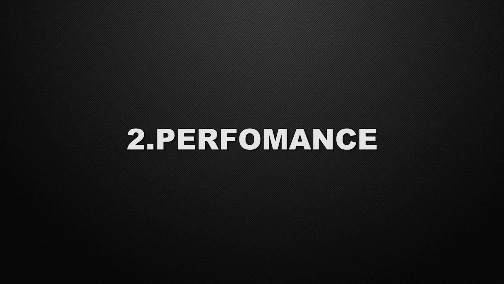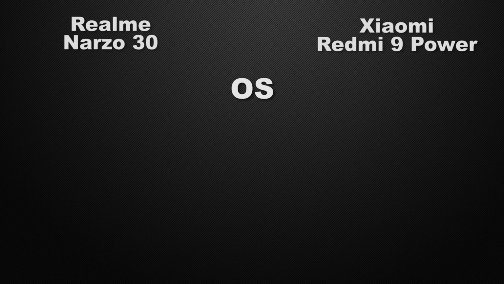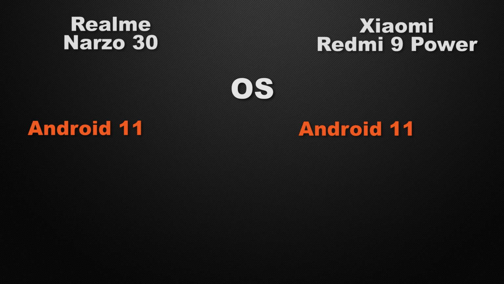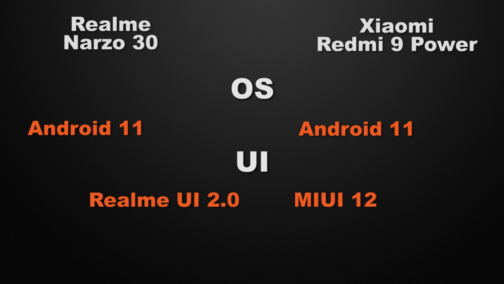Moving to the performance of the devices, let's start with the operating system of the devices. Narzo 30 has Android 11 support. On the other side, 9 Power also has Android 11 support. So it's a tie. And about the user interface of the devices, Narzo 30 has Realme UI, whereas 9 Power comes with MIUI. So it's a tie because both of the user interfaces are different.